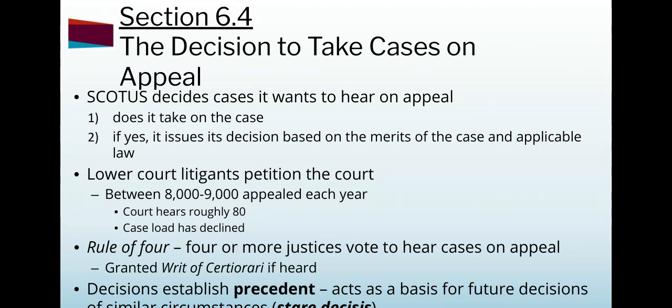So the rule of four says that if 4 of the 9 justices want the case, they take it. So they issue what's known as a writ of certiorari, and they send that to the lower courts. And it's just a piece of paper saying, look, we want the case, send it up. So once they make a decision, that decision establishes precedent, which is basically the rule for the future.